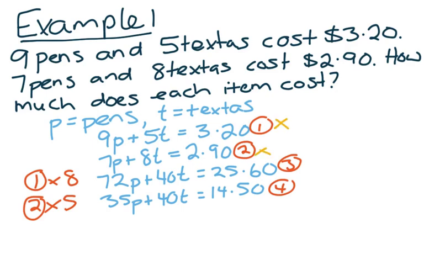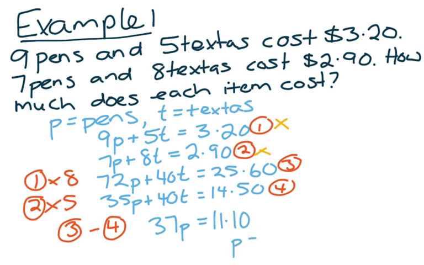Okay, then we need to work out whether we're going to add or take away the equations. Now, they're both positive, so we're going to take away. So we're going to do 40t take away 40t to get 0. So we'll do equation 3 take away equation 4, which gives us 37p equals 11.10. And then to work out the cost of 1 pen, we would divide $11.10 by 37, and that gives us the cost of pens would be 30 cents each.